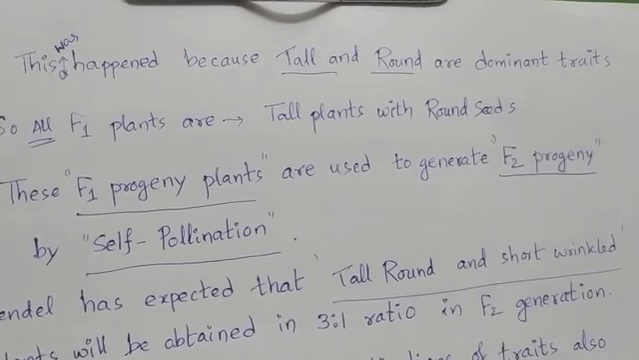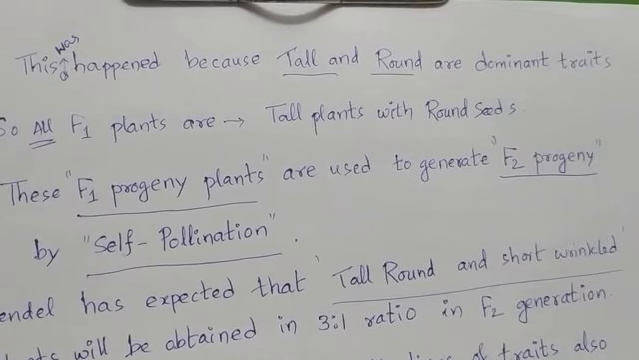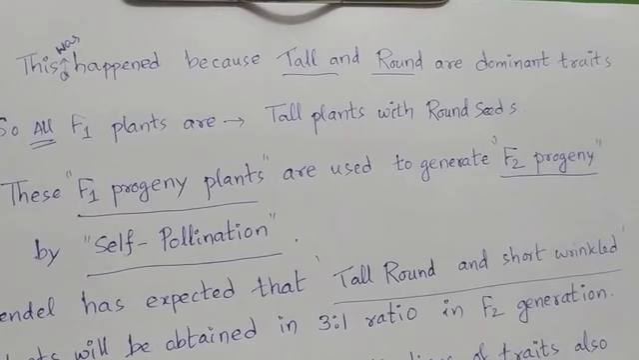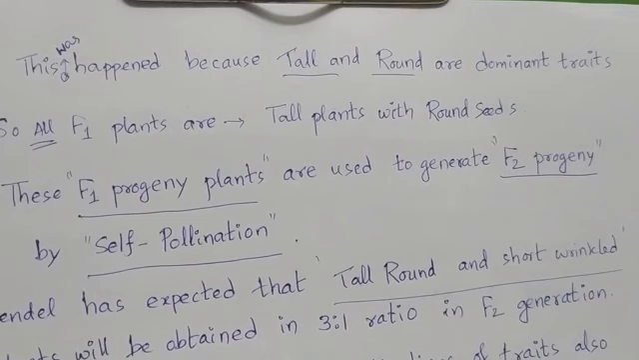Why in the F1 generation were all of the plants tall with round seeds? This happened because tall and round traits are dominant over short and wrinkled traits. So all F1 plants are tall plants with round seeds. These F1 progeny plants are used to generate F2 progeny plants by self-pollination.